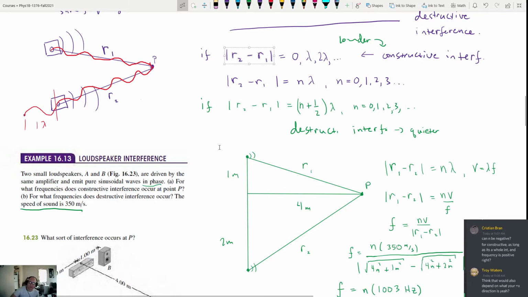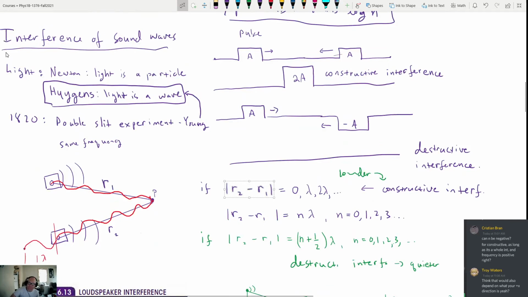Okay. I do want to say one other thing, though, about this story I was telling you about the history of the study of light and trying to understand what light is. So it turns out that in I think it's 97, maybe 1899, sometime around that time.